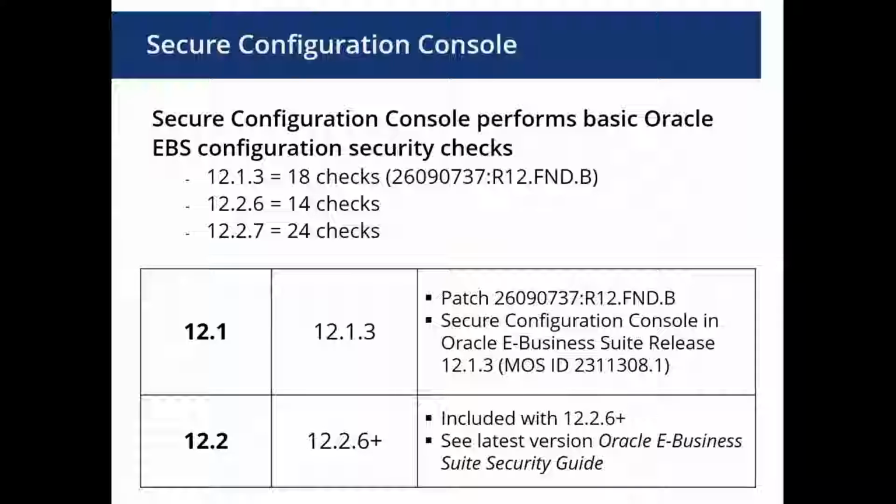So when we look at the Secure Configuration Console, again, 12.1.3 is only 18 checks. 12.2.6 is 14. 12.2.7 is 24 checks. So again, these are some of the more important ones. Oracle has really focused in on, okay, let's help you out, try to get some of the key items here. To give you a little reference, AppSentry, our product, has actually 300 checks. So we're about over 10 times as many checks as Oracle is doing.